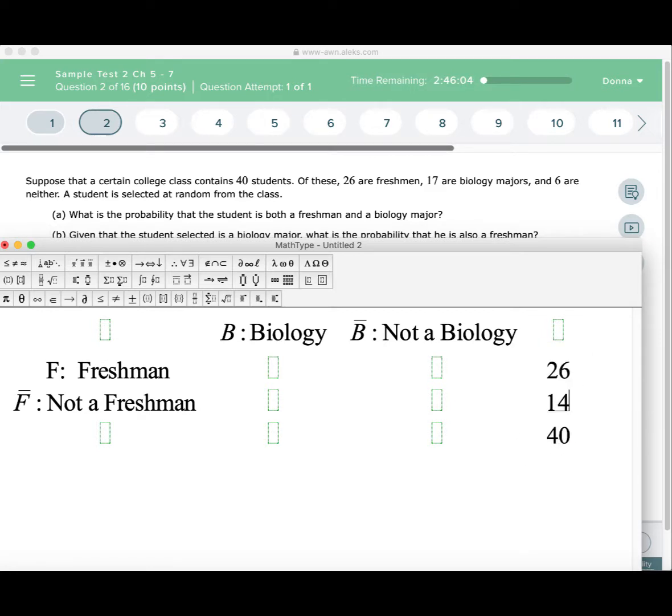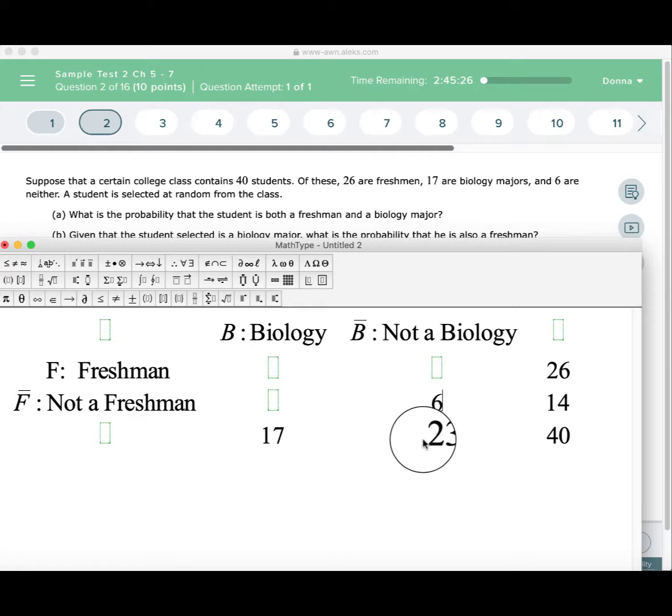And again, you're not going to do this process for all the problems. This is just to show us how we get some of the answers that we do and use the formulas that we use. Similarly, let's do the same thing for the biology. There's 17 biology majors. Since there's 40 students altogether, then it's going to be 40 minus 17, which is 23. They also tell us that there are 6 that are neither. So that means they're not a biology major and they're not a freshman. So that's going to be 6.